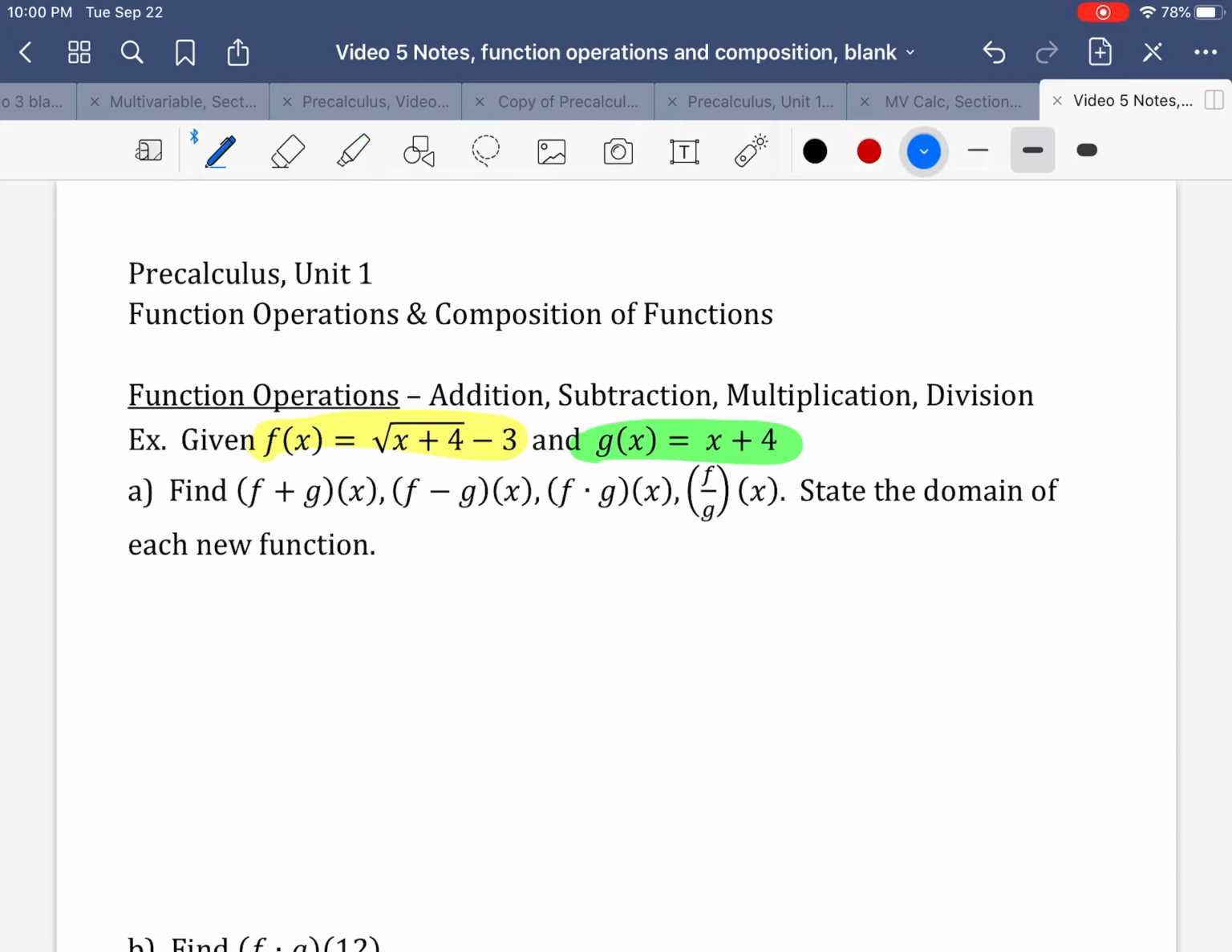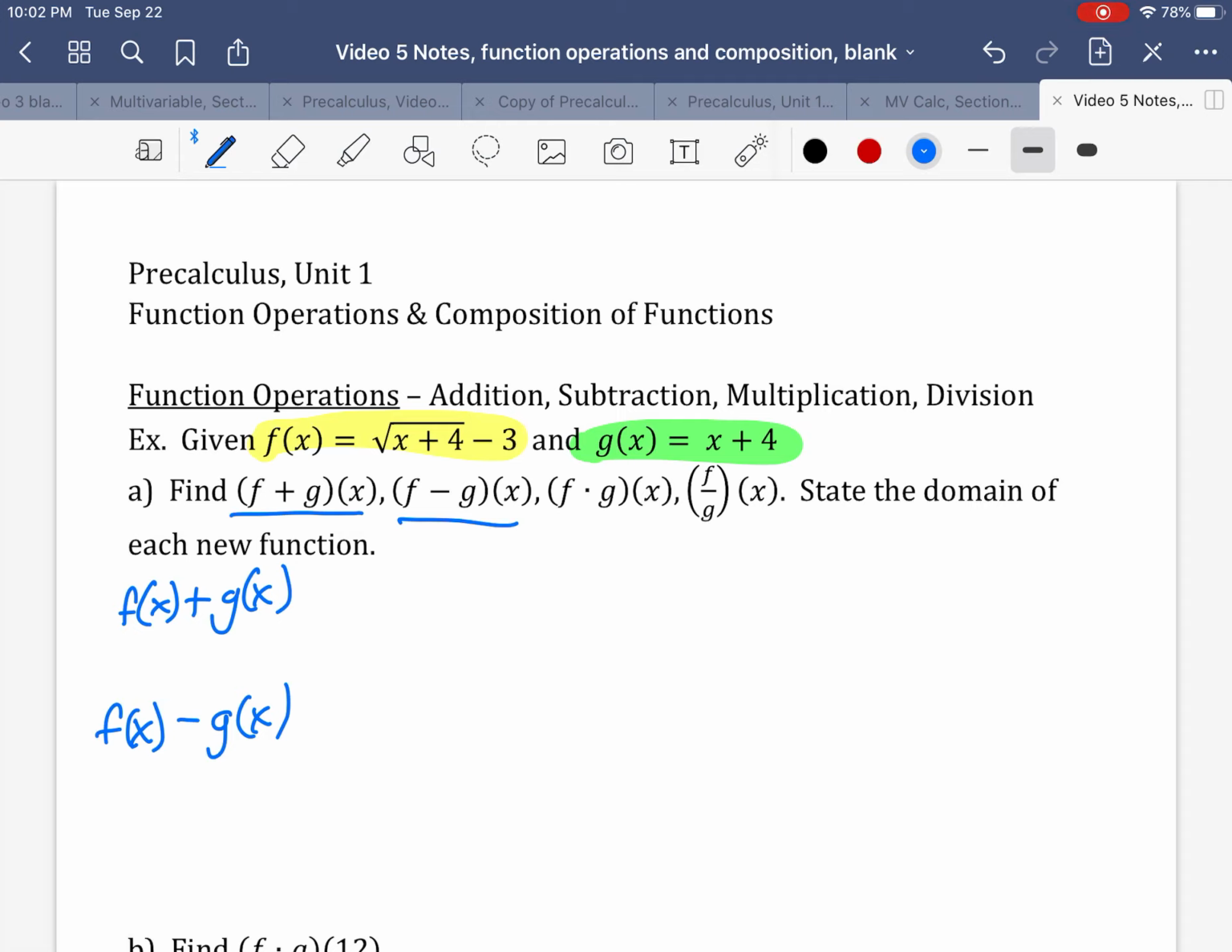This function notation right here means I'm supposed to add them together. Writing it like this is the exact same thing as if I were to write it like this. So f plus g of x also means f of x plus g of x. F minus g of x is the same thing as writing f of x minus g of x. I wrote it that way because you might see it either way.